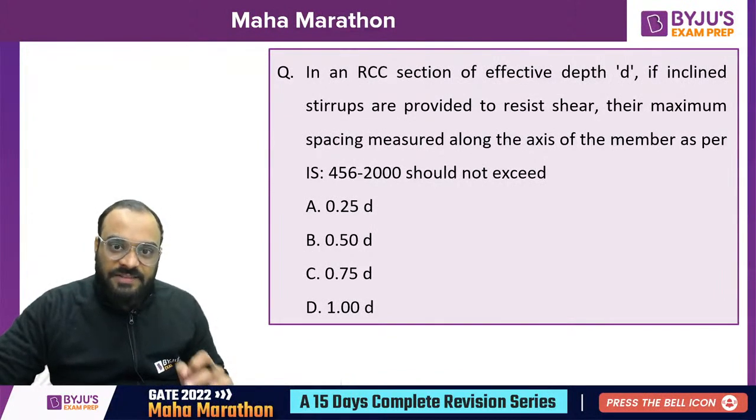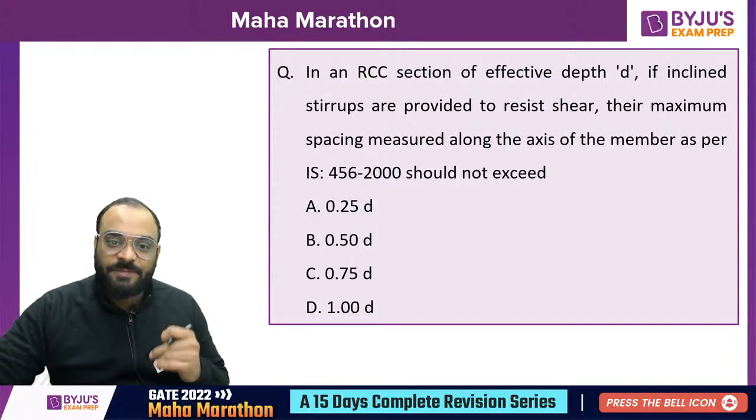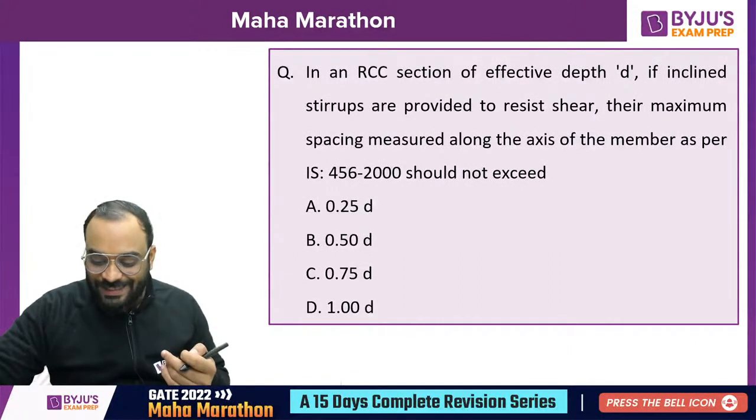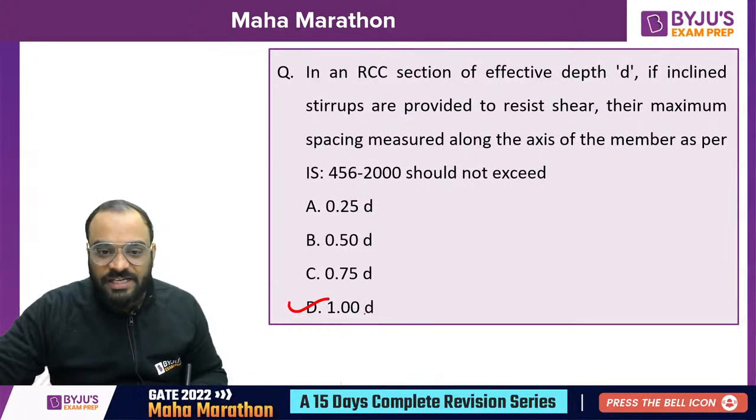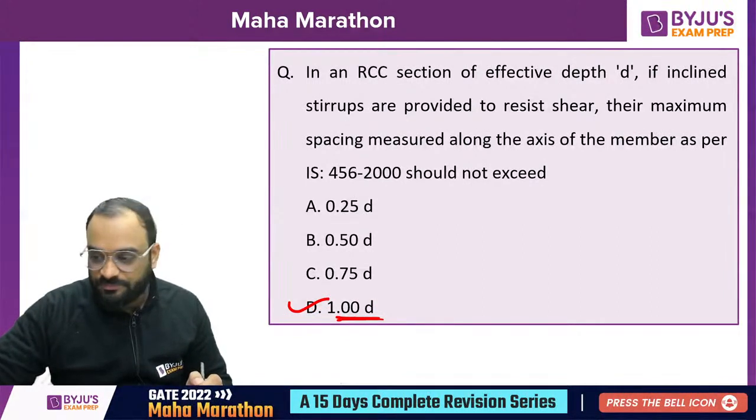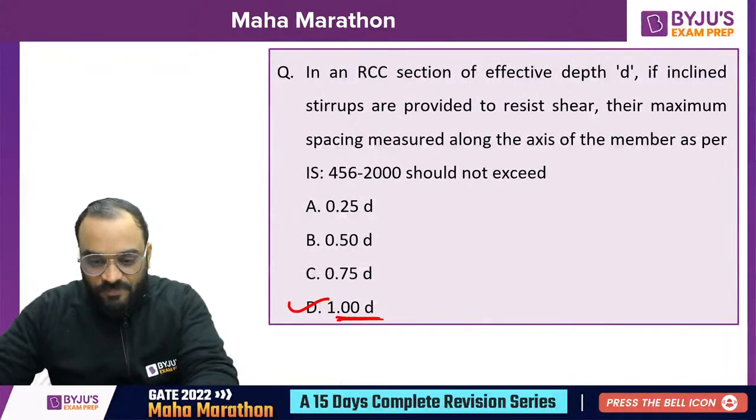In an RCC section of effective depth D, if inclined stirrups are provided to resist the shear, their maximum spacing measured along the axis of the member as per IS 456 should not exceed what? Already discussed. Tell me, guys. D or 300 mm, whichever is lower. Clear? Next question.